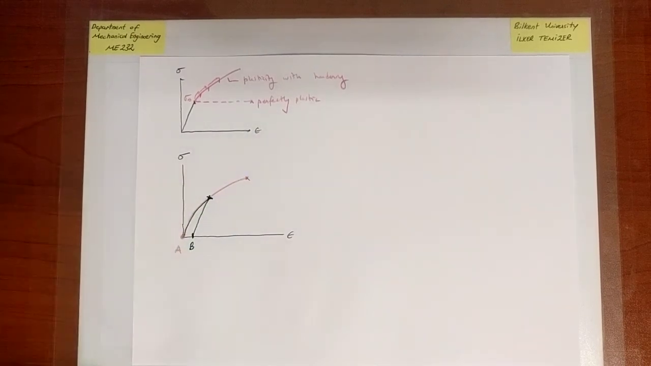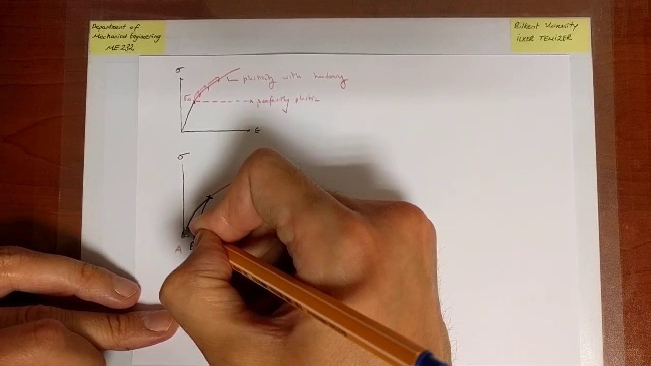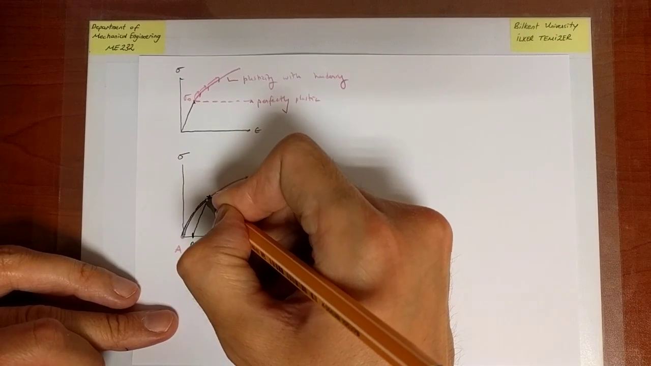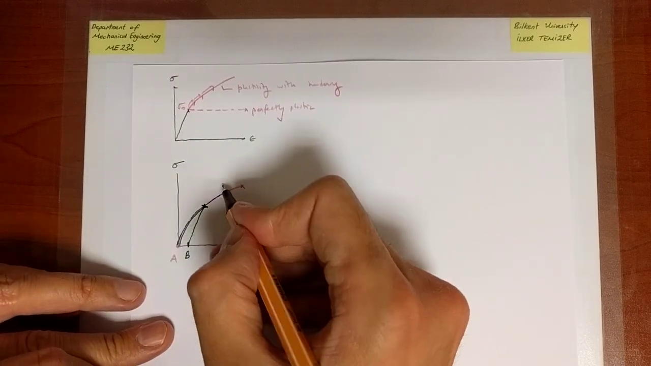This is going to be my specimen B. Now then I take the third specimen. It's going to be called eventually specimen C. Again, I start along the same curve. It's the same specimen. It goes on the same curve.